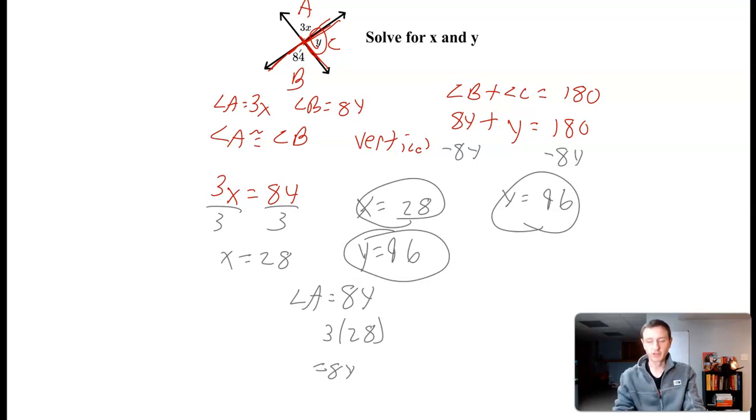So that on the surface, I think looked a little intimidating and a little bit scary. Like I have two variables, not a lot of information to go off of, but again, we have more than enough to solve that problem. So I like these vertical angle types of problems because there's a lot of cool relationships that we can make.